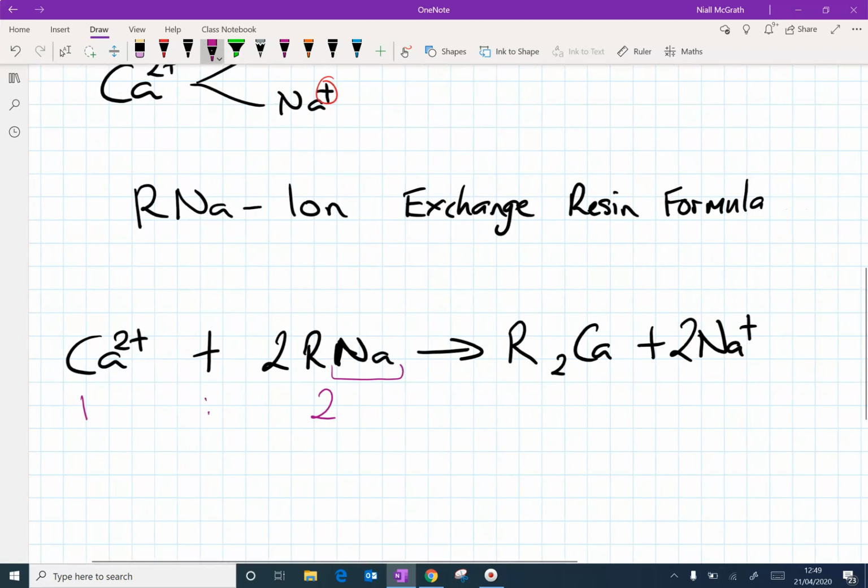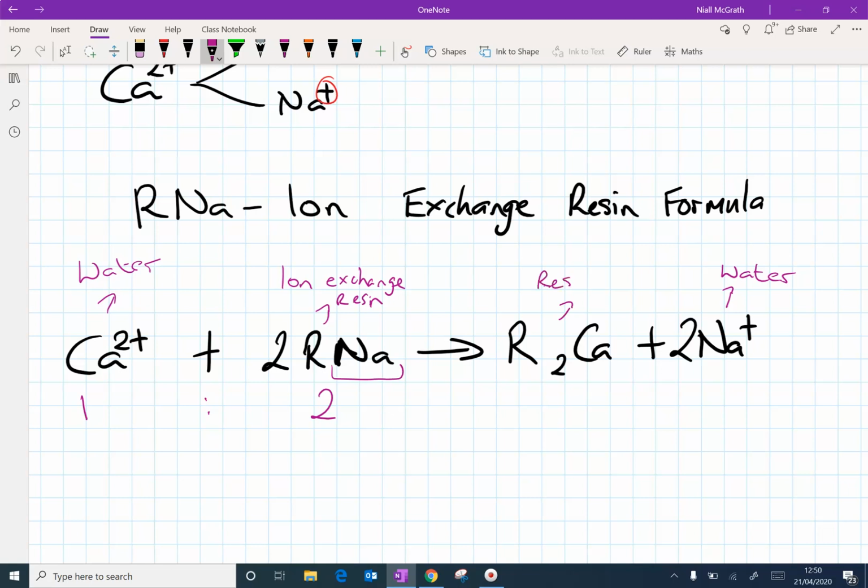So this is your ion exchange resin. At the right hand side of the equation, this is now what's representing your water. It has sodium ions instead of calcium ions. And this is representing your resin that's left in your column.